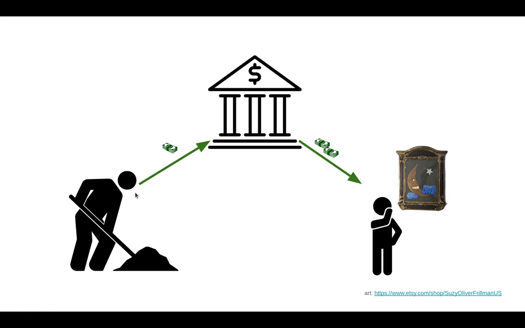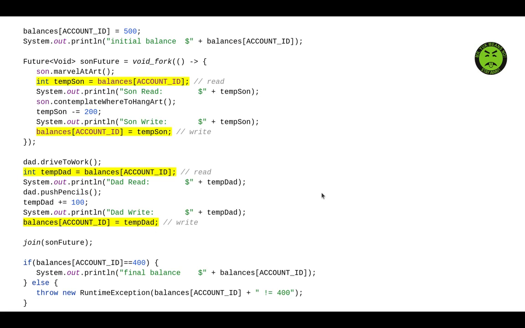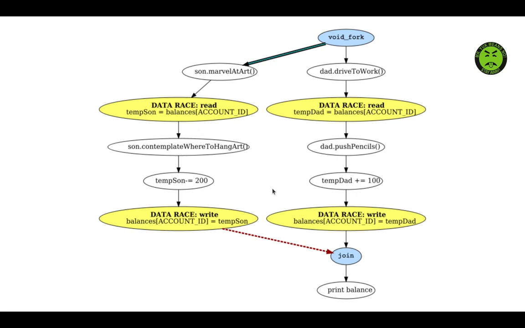One member of the family is reading, modifying, and writing that data, and at the same time, another member of the family is reading, modifying, and writing that data. We had this data race program, which gets the Mr. Yuck symbol because the son is reading, subtracting, and writing at the same time. The dad is reading, modifying by adding, and writing that data, and nothing is protecting it from happening. These two tasks can run in parallel. We have this data race.